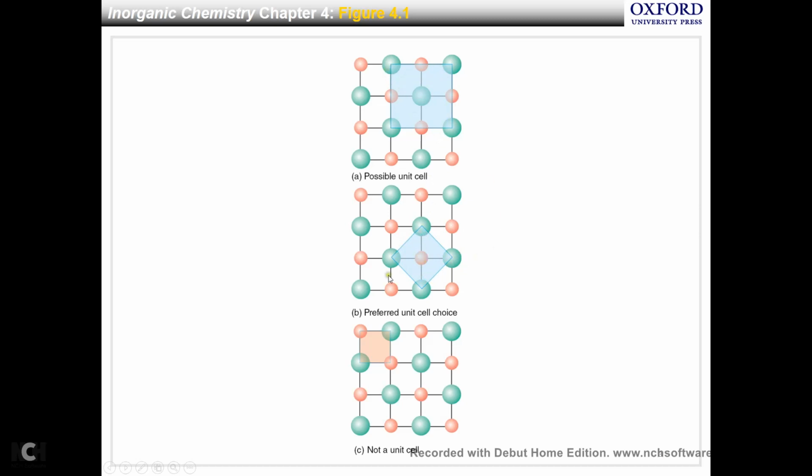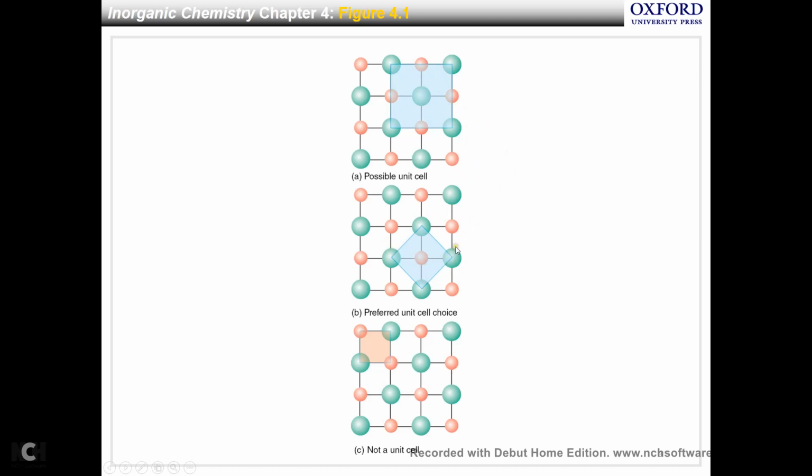So let's count. In this unit cell, you have 1 orange. And then you have 4 times a quarter of the green atoms. So you have 1 orange and 1 green. Over here, I think you have 2 greens. So you have 1 green here, and each of the 4 corner atoms contributes only a quarter of the atoms. So you have 2 greens in total, and then 2 orange in total. So both are unit cells, but this one is the smallest unit cell.